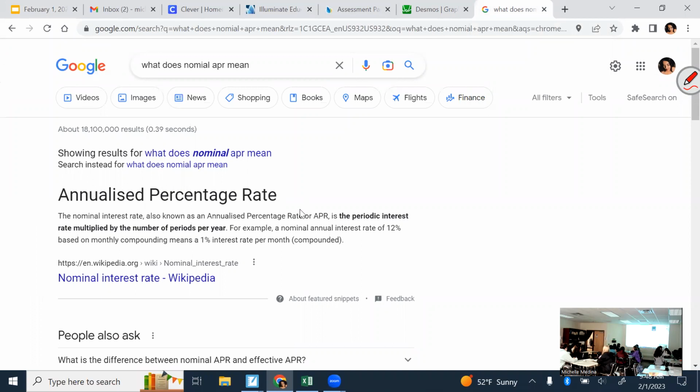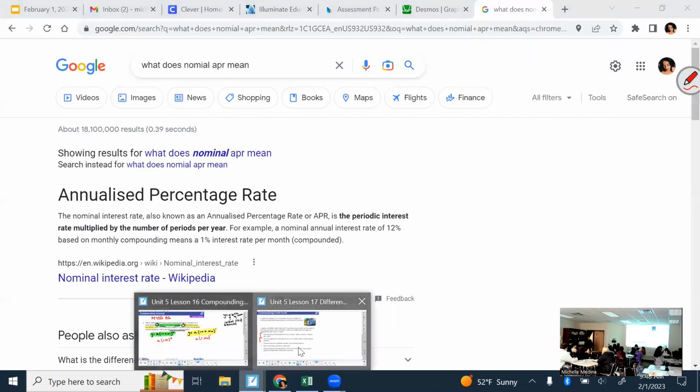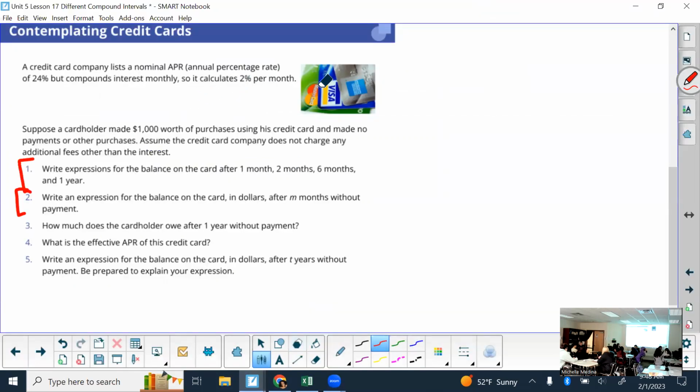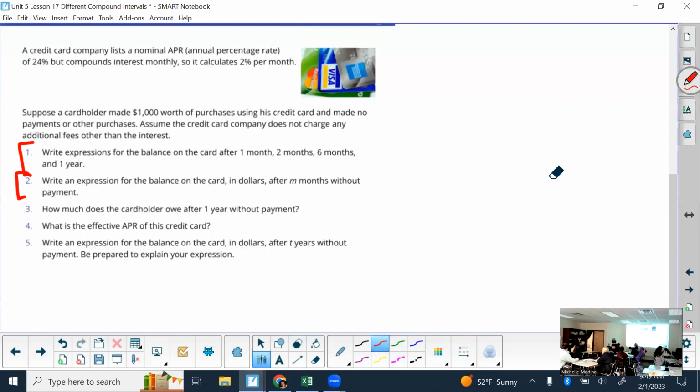So here's what it means. It says it's the periodic interest rate multiplied by the number of periods in a year. So how this problem says that it compounds 2% monthly. So they basically did 2 times 12 months, which gives you the 24%. All right, so if that kind of confused you or changed your answer in any sort of way, that's what it means. So you can honestly kind of ignore the nominal APR part because it tells you that it's 2% per month. All right, 24 divided by 12 means 2% per month. That makes sense? Okay, so I'm no financial expert either, but yeah, that's how they apply the interest.